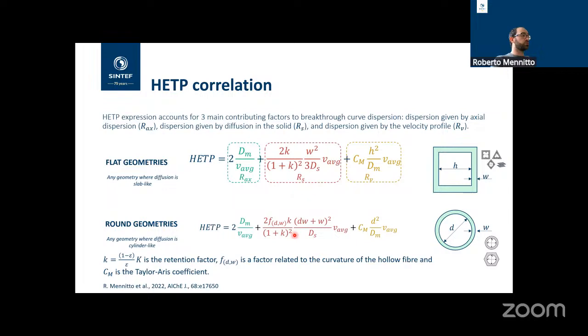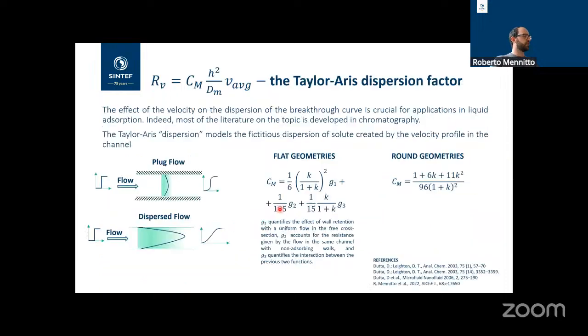So what we're going to do now is to have a look at what is the Taylor-Aris coefficient, have a look at how we can write the solid resistance, and then look at some results of this correlation. So the first thing we will see is the Taylor-Aris dispersion factor. This is a topic quite dear to liquid adsorption or chromatography, because basically this resistance tells us what is the effect of the gas side of things on the HETP.